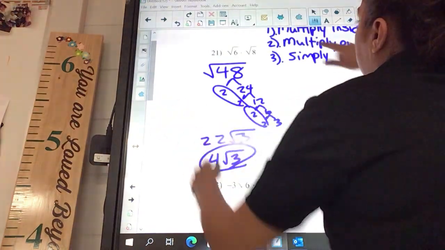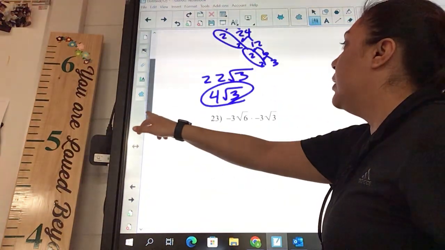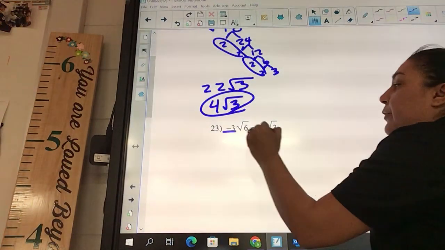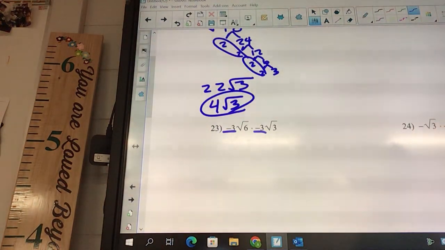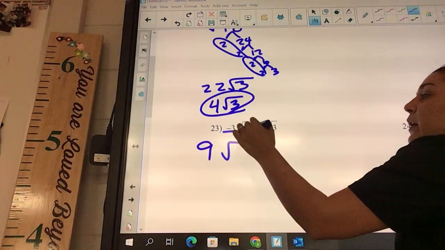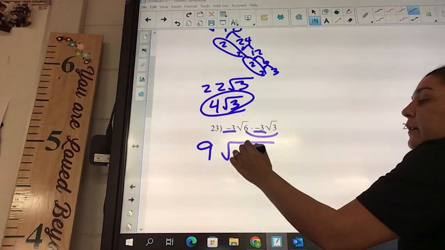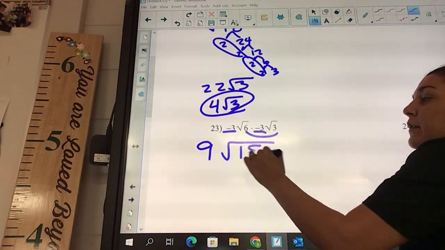Okay, using our instructions, it says multiply the insides, multiply the outsides. So if we multiply the outsides, what is -3 times -3? Positive 9. +9 square root, and then we multiply the insides. 6 times 3, 18.